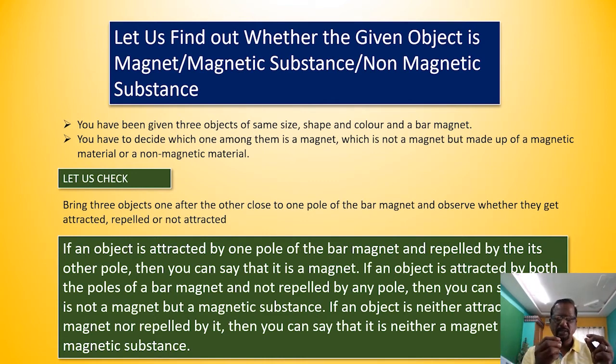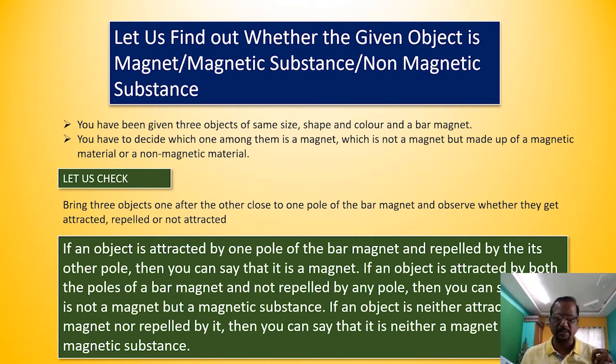When I bring it, I notice what is happening and immediately note down my observation. So I take the first object and bring it to the bar magnet. I see it is getting attracted. Now I change the pole of the bar magnet. This side also it is getting attracted. Now I know this is a magnetic substance, so I keep it aside.